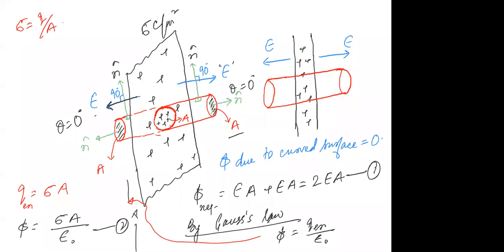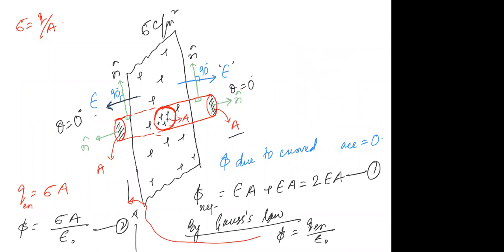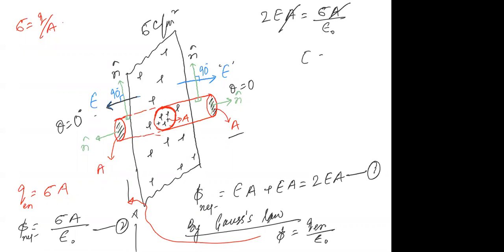Done, sir. Okay, so finally equate these two equations to get your final result. And I'll be doing this here. Because from 1 also you have got the value of flux, from 2 also you have got the value of flux. So you can simply equate the two equations because both are giving you the value of flux. So twice of EA will be equal to sigma times A upon epsilon naught. A will be cancelled out by A. So electric field will be equal to sigma upon twice of epsilon naught.